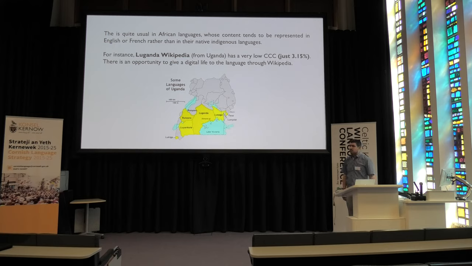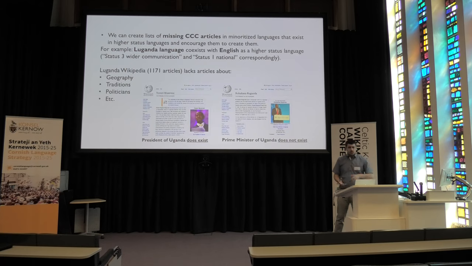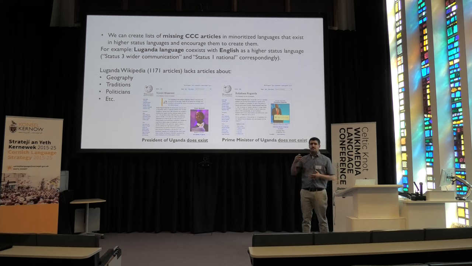And I will put an example of Luganda. Luganda Wikipedia has around 1,200 articles, which is very small for a language that is official at the national level, but not used in education. Using the previous CCC methodologies, we can look for the missing CCC. So these are the concepts about the Uganda CCC that should be in Luganda, but they are not.